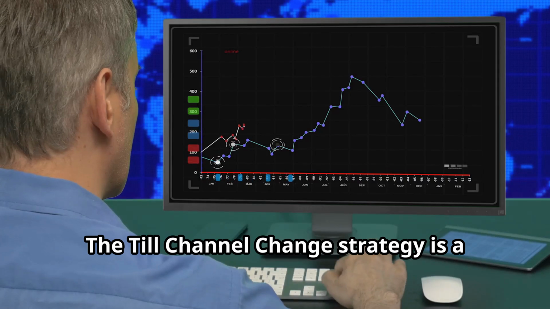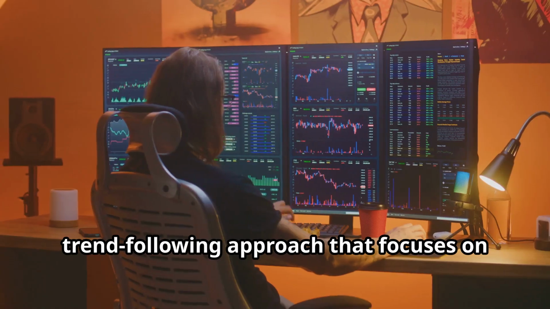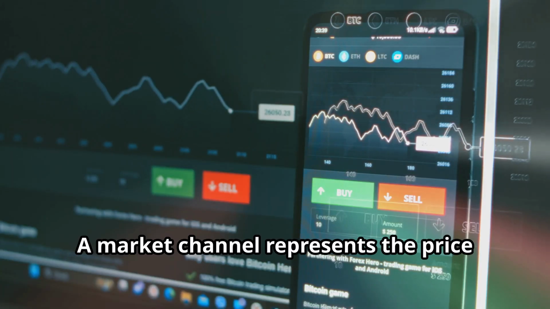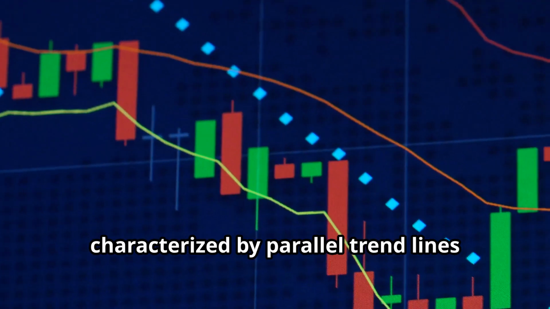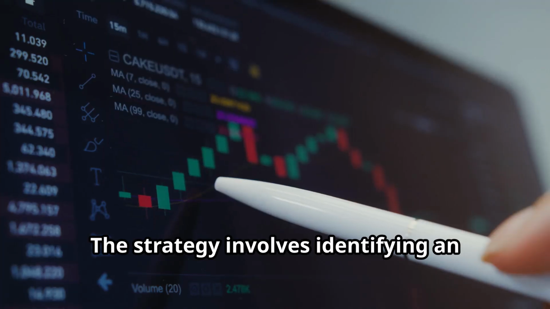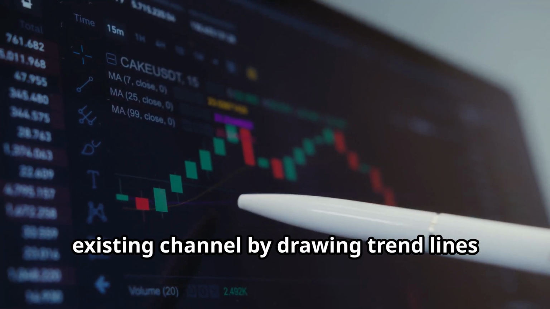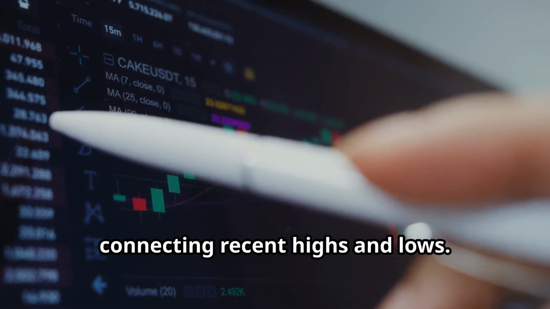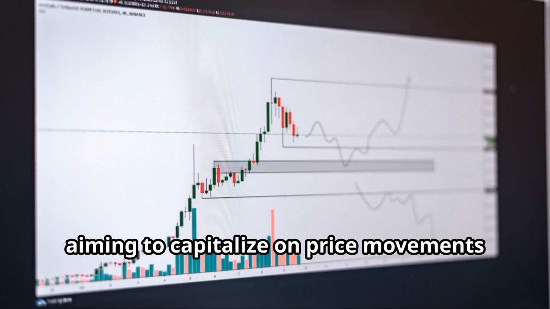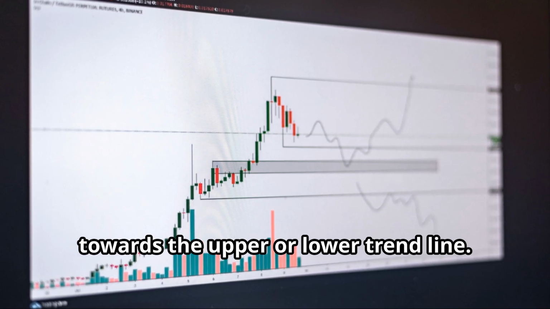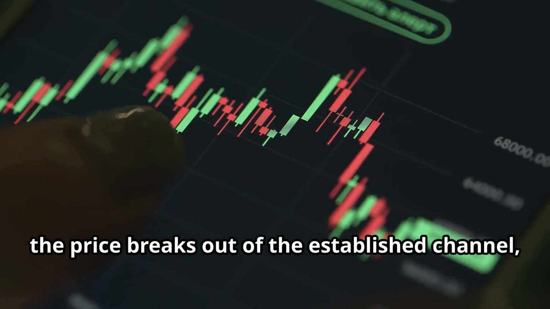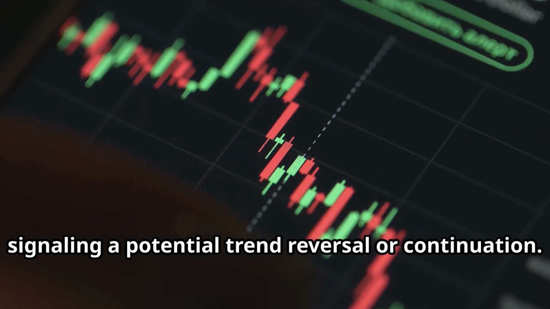The till channel change strategy is a trend-following approach that focuses on trading within established market channels. A market channel represents the price range within which an asset trades, characterized by parallel trend lines that act as support and resistance levels. The strategy involves identifying an existing channel by drawing trend lines connecting recent highs and lows. Traders look for potential entry points within the channel, aiming to capitalize on price movements towards the upper or lower trend line. The core idea is to hold the trade until the price breaks out of the established channel, signaling a potential trend reversal or continuation.